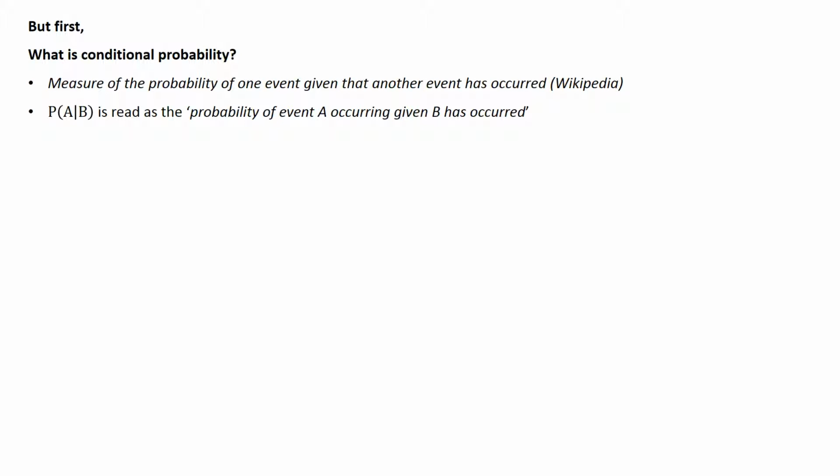Before working on the solution, we will discuss conditional probability in more detail. What is conditional probability? It is the measure of the probability of one event given that another event has occurred. P of A given B is read as the probability of event A occurring given B has occurred, which can be explained with the help of a tree diagram.